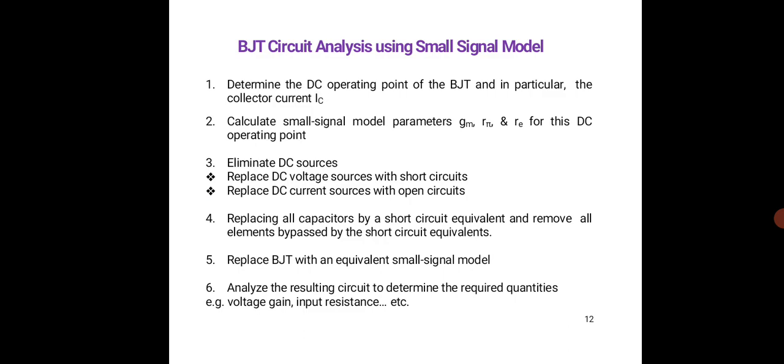So you identify the operating point, find what IC is, then find the small signal parameters, eliminate the DC sources, replace all the capacitors with their equivalents, then replace the entire BJT with the equivalent small signal model. After that, analyze the circuit to determine the various quantities like voltage gain and input resistance.